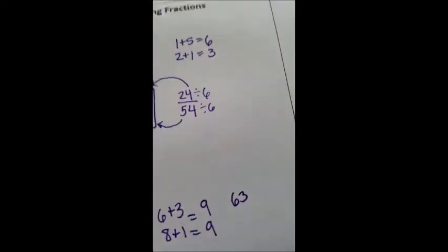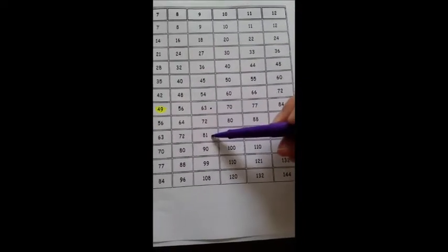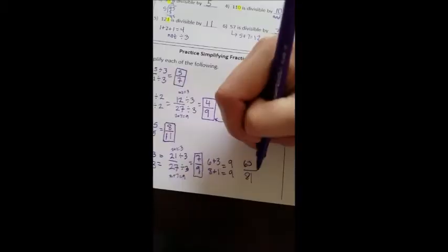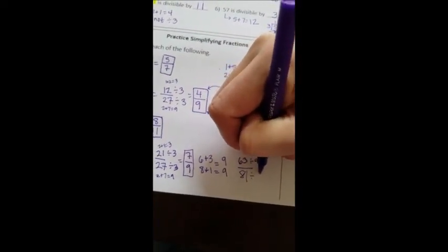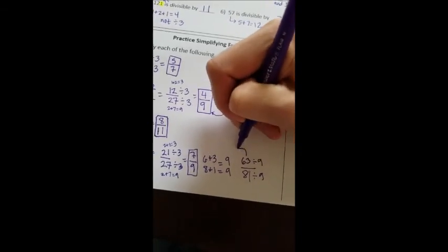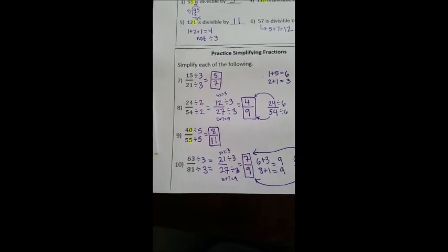So we have 63 over 81. If you use your multiplication chart and you find 63 and 81, they are both divisible by 9. So that's why we had to divide twice. So if we divide both of these by 9, 63 divided by 9 is 7, and 81 divided by 9 is 9. And that is how you simplify fractions.